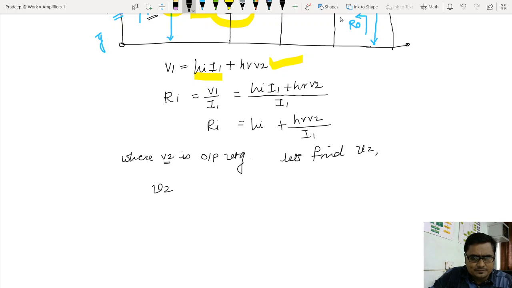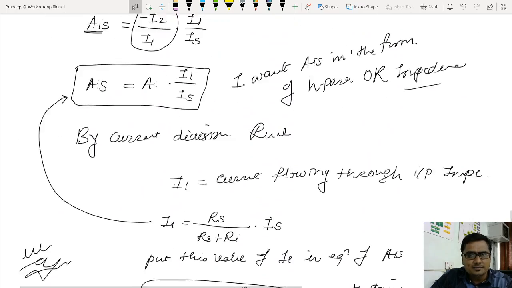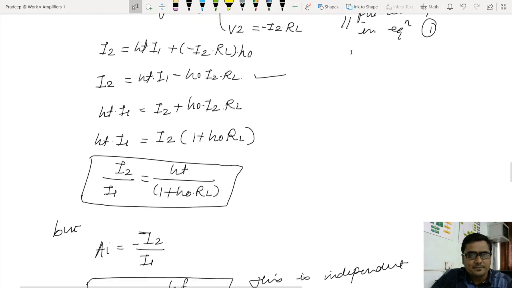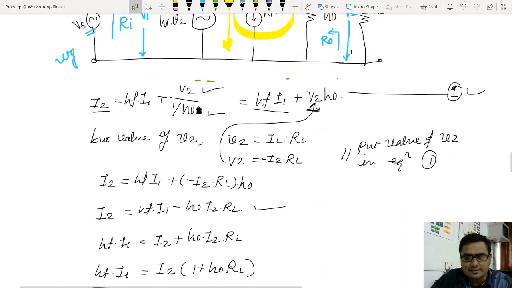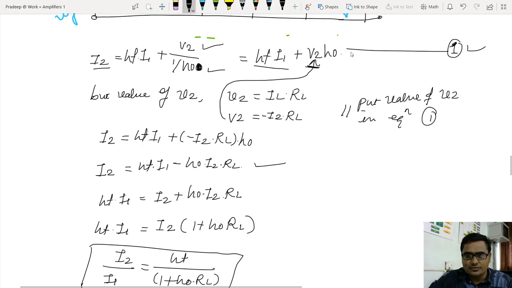So now V2 is equals to minus of I2 multiplied by value of load resistor RL. Now from where am I getting this? V2 is equals to minus I2 multiply by RL. You remember the first equation that we have written, in the first derivation, that is current gain. Look at this. Now we are using this equation, V2 is equals to minus I2 multiplied by RL.